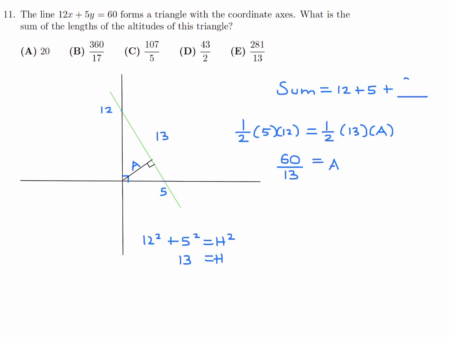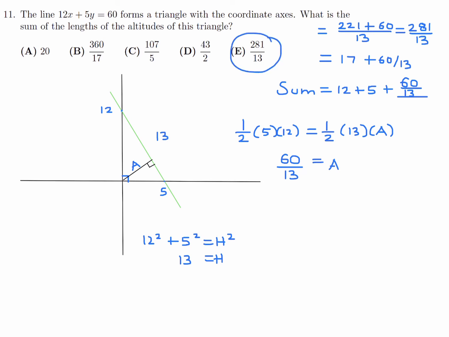So that 60 over 13 goes here. And that's it. Now we just have to add these up. And when you add them up, let's see, here we got 17 plus 60 over 13. And then when you get a common denominator, you get 221 plus 60 over 13. And that is 281 over 13. So number 11, the answer is E.